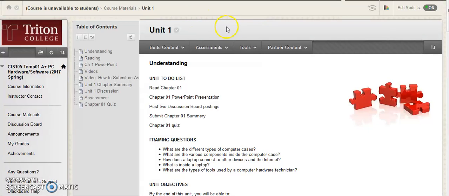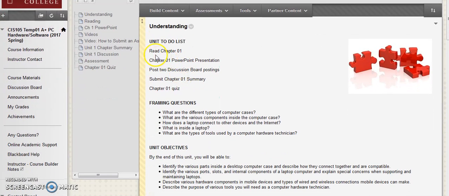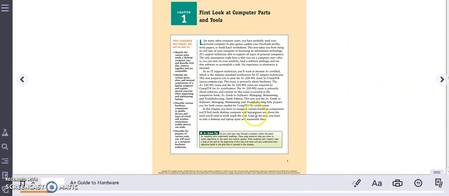I'm your instructor, Michael Sletton, and I would like to discuss what's going to happen in this unit. Let's go ahead and take a look here at the very first part, which is understanding, where we have the unit to-do list. The first thing that I would recommend that you do is read Chapter 1 in the book. Now let's go over to the book real quick.